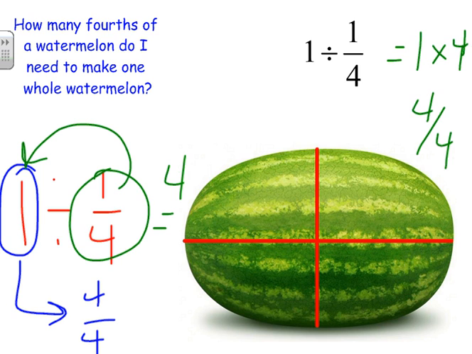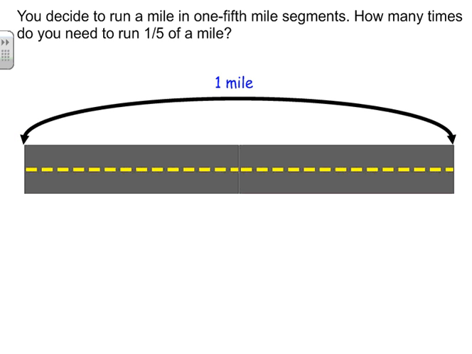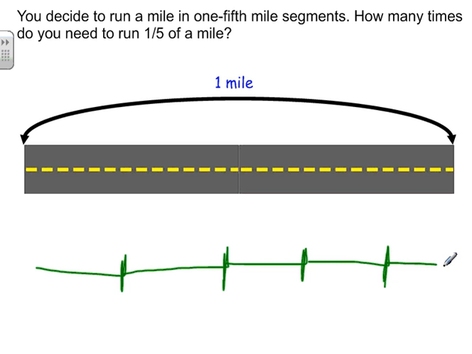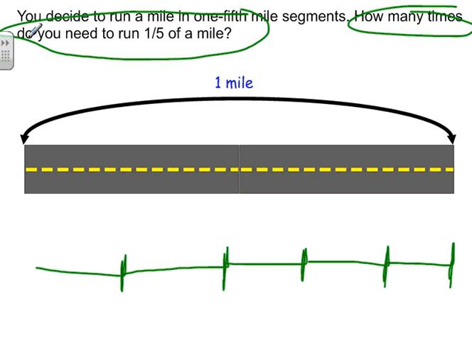Let's look at a different example. We're now looking at a mile stretch of road. From the left-hand side here to the right-hand side here, our road is 1 mile long. And now you decide to run a mile in 1/5 mile segments. So you run a fifth of a mile, then you stop for a break. Then you run a fifth of a mile and you stop for a break. And you run a fifth of a mile and you stop for a break. And so on and so on. And our question then is, how many times do you need to run 1/5 of a mile to make it into an actual mile?